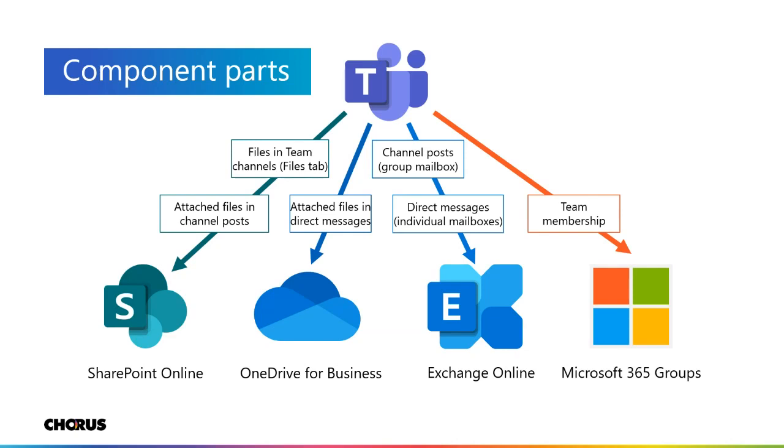So any files that you add to a team in Teams are stored in SharePoint. Any files you post in Teams channels as part of a conversation are also stored in SharePoint. Any files that you send in direct messages to one or more people in Teams are stored in your OneDrive. Channel posts and direct messages themselves are copied to Exchange Online. Technically speaking, they're actually stored in Azure Cosmos DB, but for compliance reasons, so that you've got the ability to manage them, they're copied to mailboxes. So channel posts go into the group mailbox for a team, and direct messages are stored in individual mailboxes.